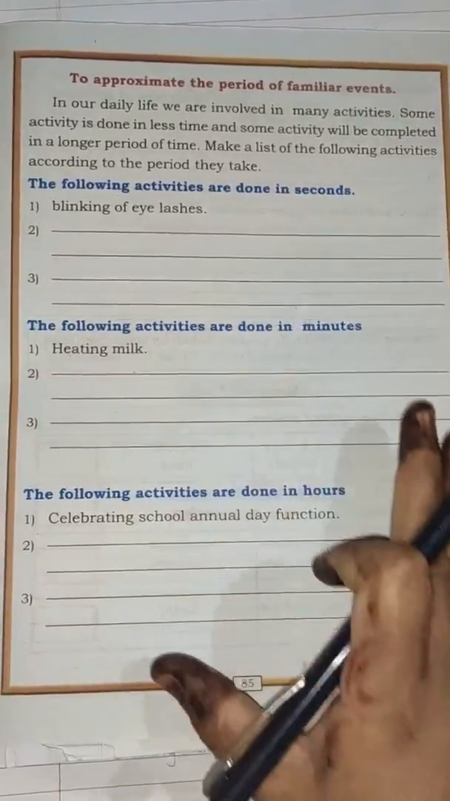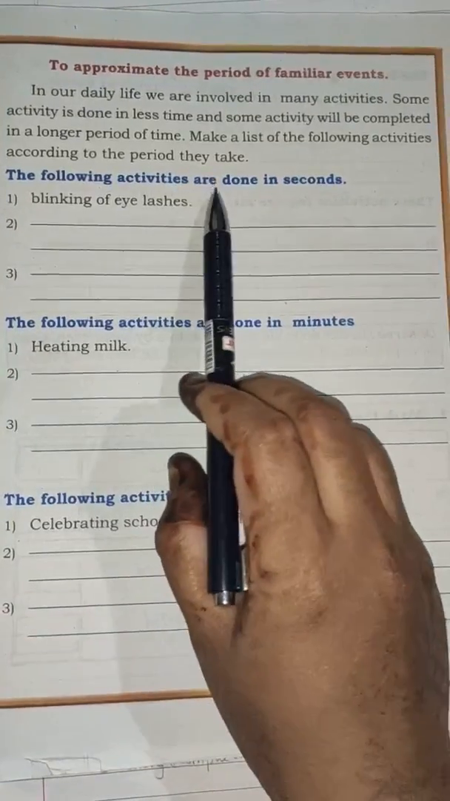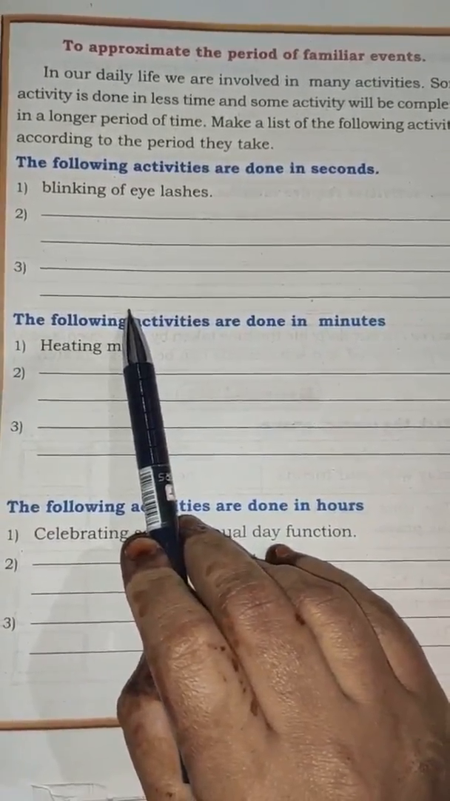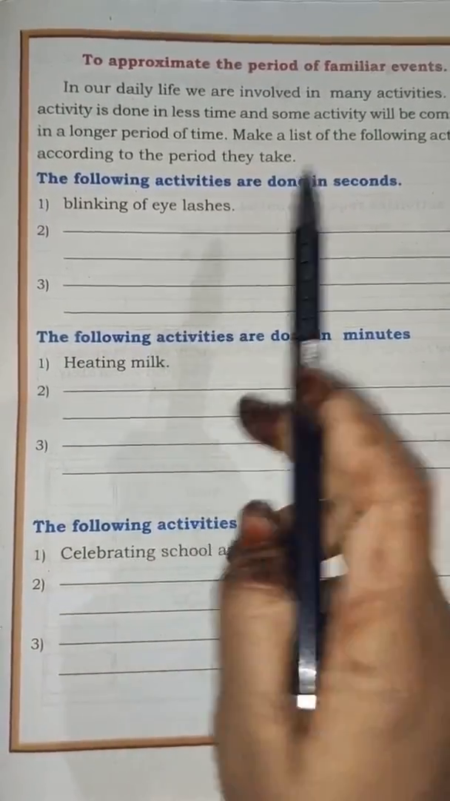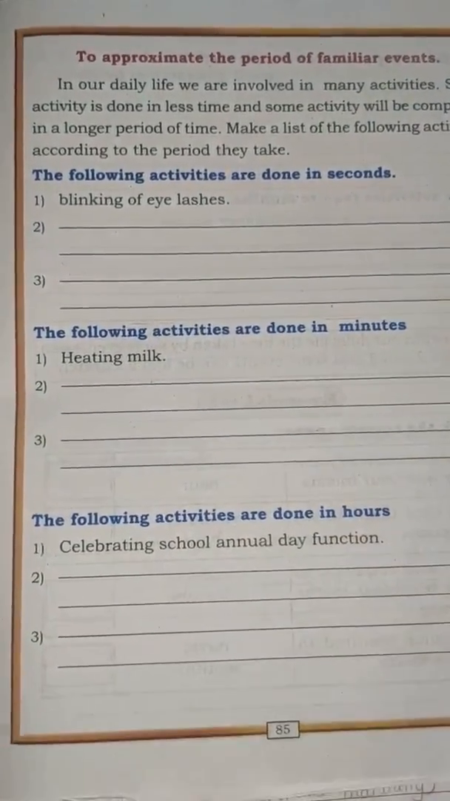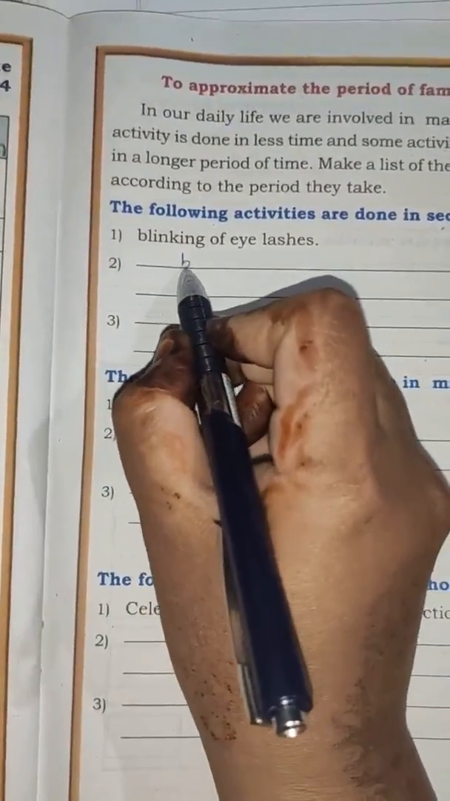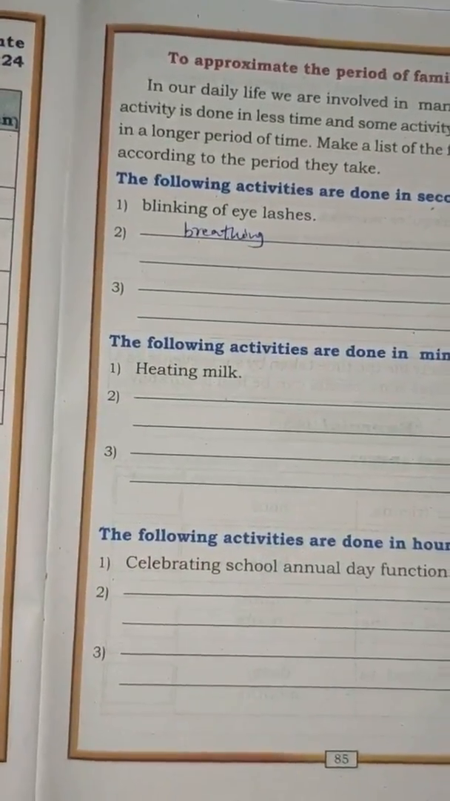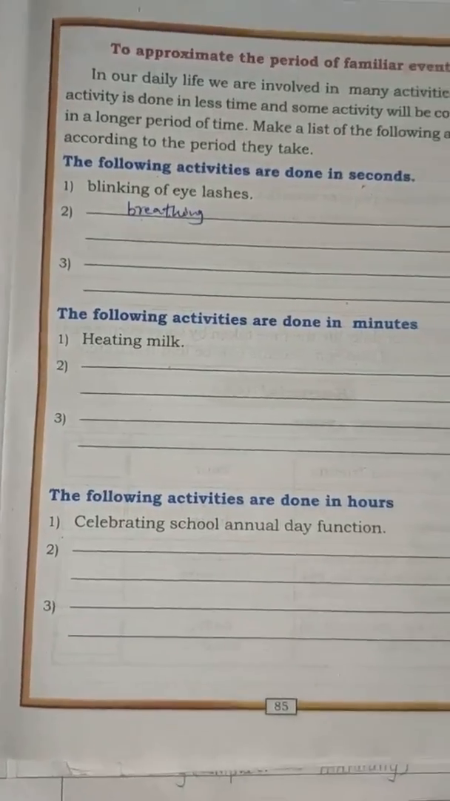Here you have some activities. For example, the following activities are done in seconds. You have to write some of the activities which we can do within a second. For example, blinking of eyelashes. Yes, blinking of eyelashes happens within a second. Yes or no? Then breathing, we breathe. We do it within a second. We can write breathing. Next, in the same way, what else can you do within a second? Yes, children, you just think and write here.